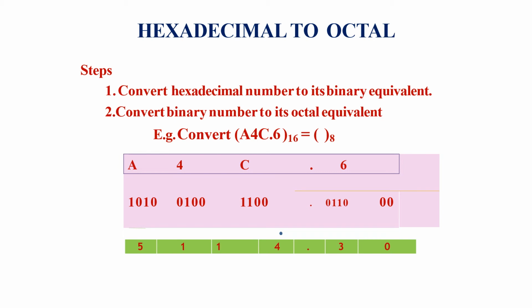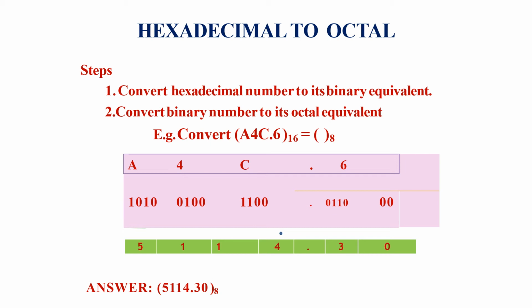In a similar way, on the right-hand side, in the fractional part, the first 3 bits are 0, 1, 1, which is equivalent to 3. What remains is 0, only 1 bit. So we can add 2 more zeros at the most significant end, which means 0, 0, 0, equivalent to 0. So we can write it as 5114.30 with base 8. So for the given hexadecimal number, the equivalent octal number is this one.